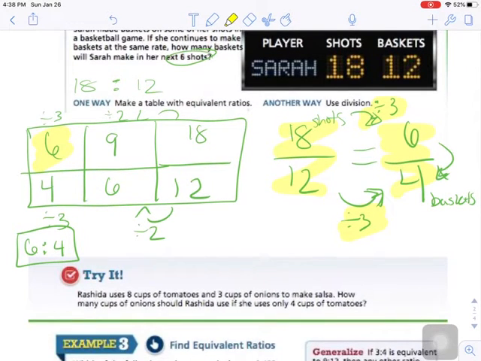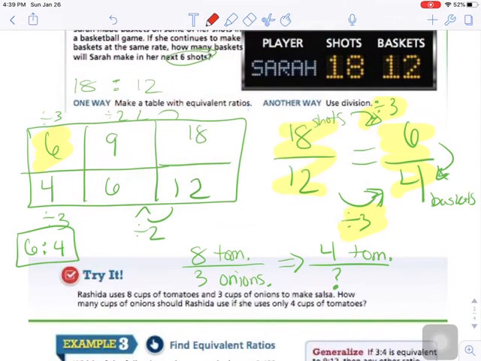All right, so I want you guys to try this one. It says Rashida uses 8 cups of tomatoes. So she has 8 cups of tomatoes for every 3 cups of onions. And it says, how many cups of onions should she use if she's only going to use 4 cups of tomatoes? So again, you can use a table if you want. I'm just going to set this up in fraction form. If she's only going to use 4 cups of tomatoes, how would you figure out how many cups of onions she should use? So think about here, it's getting smaller, so we're using division.